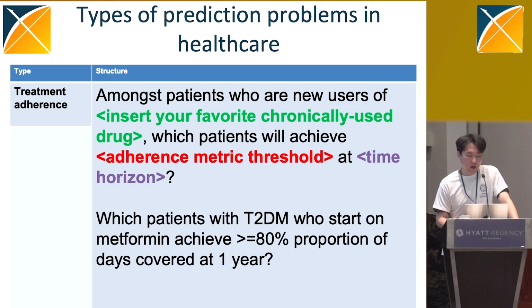And lastly, we can think about clinical prediction tasks on treatment adherence in a structured way like this: among patients who are new users of a certain treatment, which patients will achieve an adherence metric in a specific time period? So we can structure our question like: which patients with type 2 diabetes who start on metformin achieve over 80% proportion of days covered at 1 year?